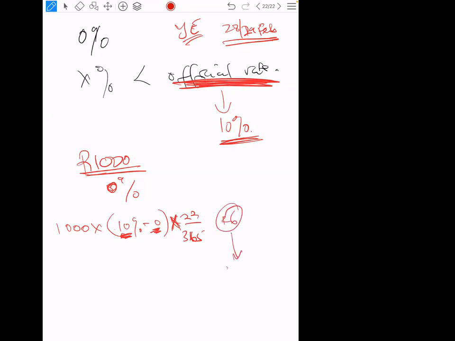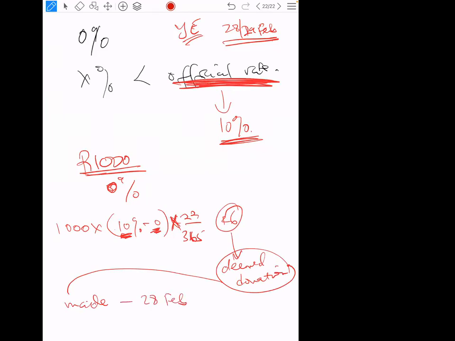So this is a deemed donation. This is a deemed donation. Made when? Made on the last day of the year of assessment. Made on 28 February 2022. The person might have advanced that loan at the beginning of the year, that is in March, but it is deemed that it was made at the end of the year of assessment. So this deemed date, highlight it because it is very key.